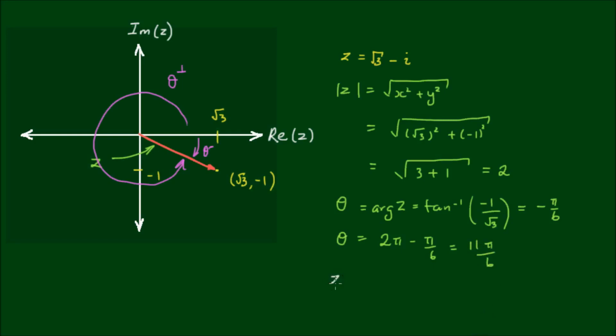So finally, the complex number z equals root 3 minus i can be written as 2 cis negative pi on 6.